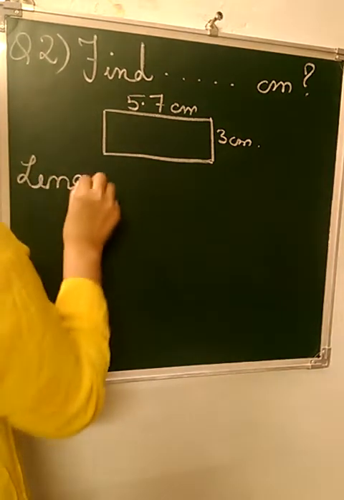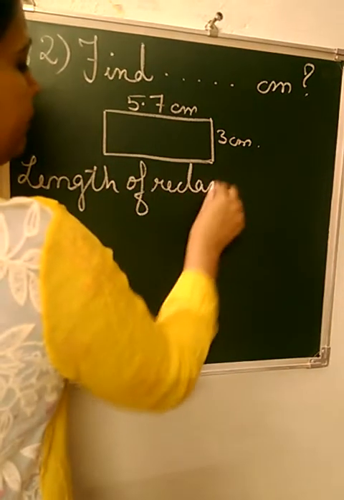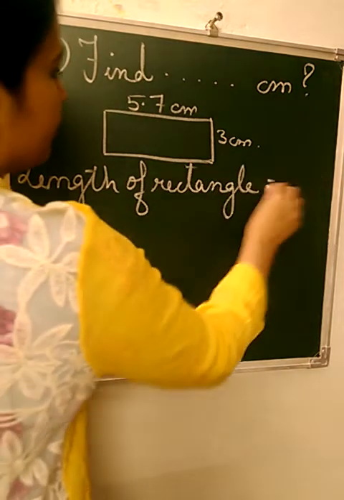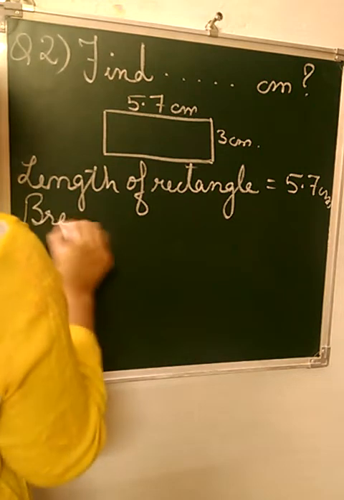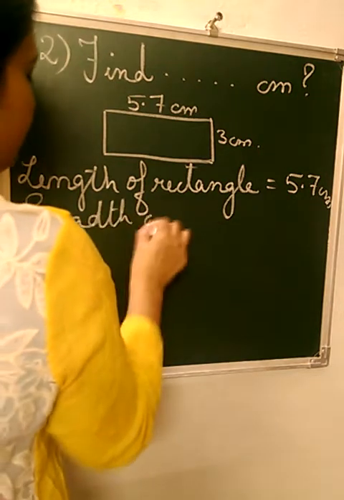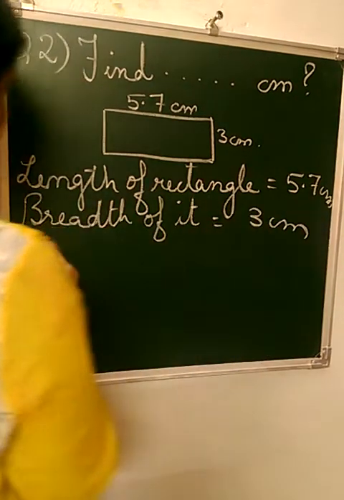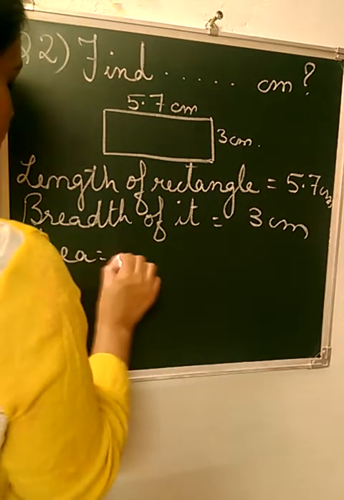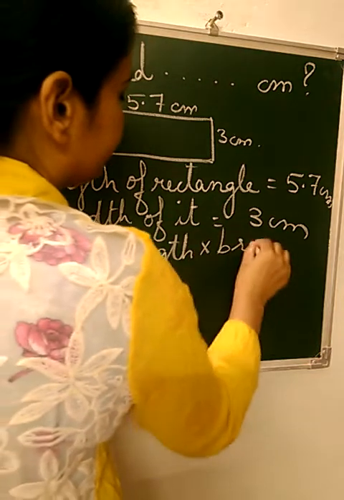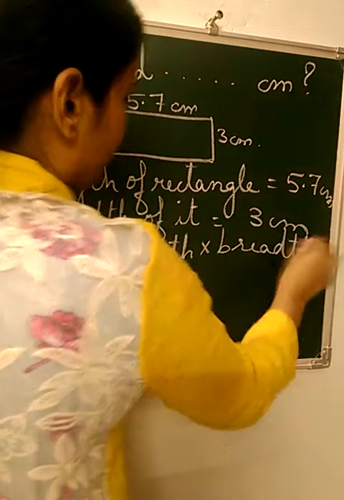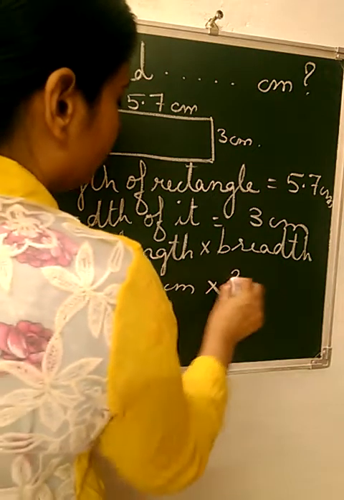What is given? Length of the rectangle is 5.7 centimeter. Breadth of it is 3 centimeter. Area, which is given by length into breadth, is equal to 5.7 centimeter into 3 centimeter.